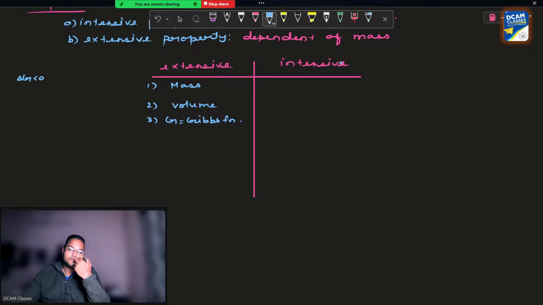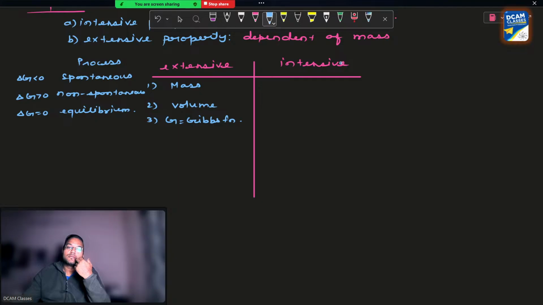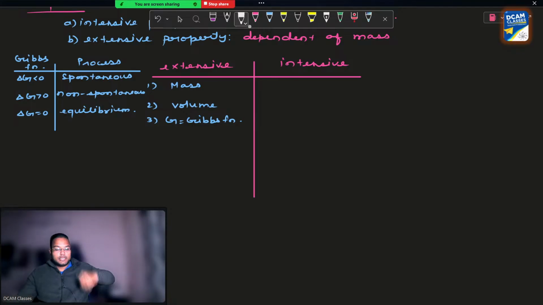Delta G is less than 0: spontaneous process. Delta G is greater than 0: non-spontaneous. Non-spontaneous means it cannot move forward. Delta G equal to 0: process is in equilibrium. Equilibrium you should have studied by now. What is an equilibrium process? There is actually a relation, delta G is equal to delta H minus T delta S, that I'll tell you later, don't worry.